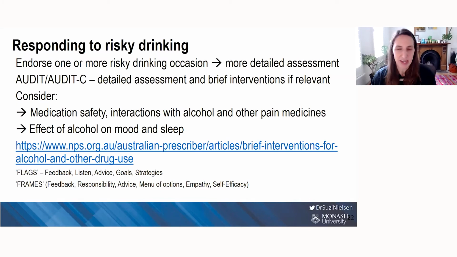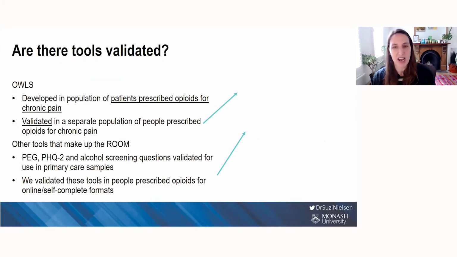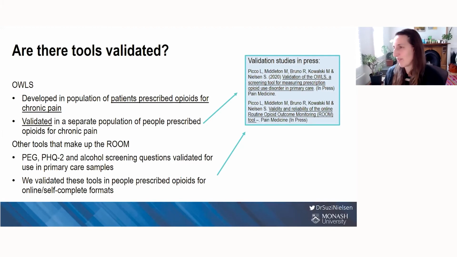I think some of the key questions that people might ask is whether or not these tools are validated. So without going into the research in great detail, I want to reassure people that we developed these tools, we looked at the wording and we tested it in populations of people who were prescribed opioids for chronic pain. We originally developed the OWLS tool for opioid use disorder, opioid dependence, using data from people prescribed opioids for chronic pain, and then we revalidated it in a separate population of people prescribed opioids for chronic pain.